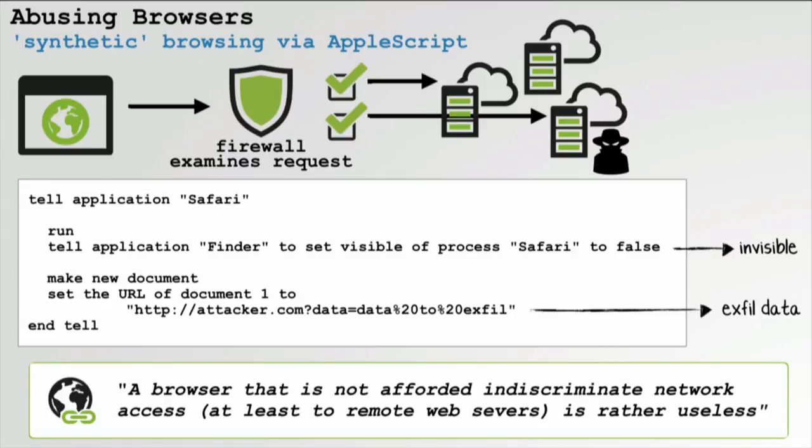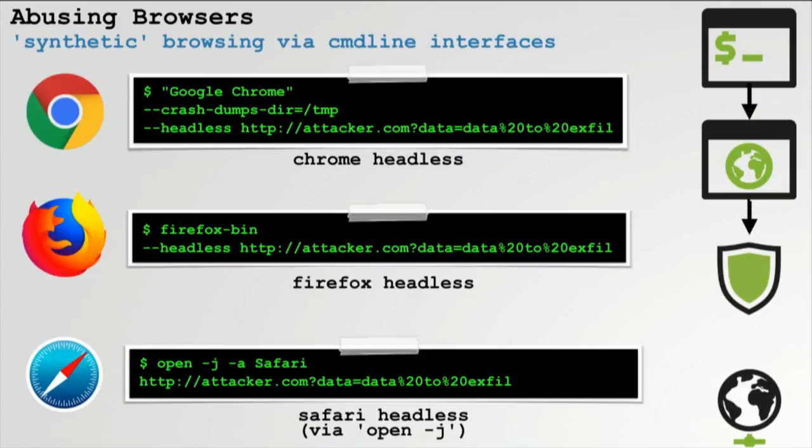So the first way we can abuse browsers is via AppleScript. As we can see on the slide, we have kindly asked Safari to invisibly browse to an attacker-controlled URL, and any data we want to exfiltrate, we can put in as a GET parameter. Again, the firewall will see this connection, but as it's Safari simply browsing to a URL, it will not be blocked.